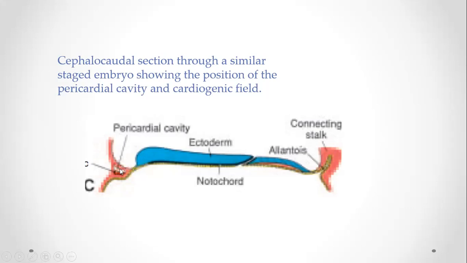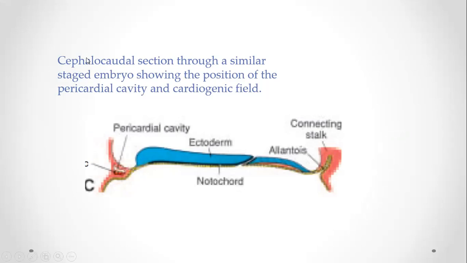Initially, as you know, during development, the heart will be above the mouth, and the pericardial cavity is outside, only on one side. So still it is not covering the cardiogenic area, and here will be the mouth and here is the developing brain, as you know all these things.